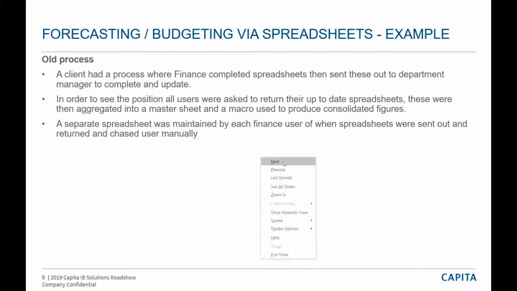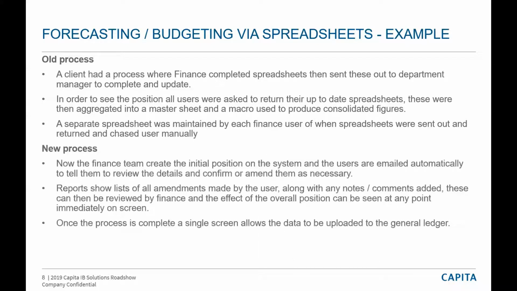What they do now, they create the initial position on the system. Users are automatically emailed out to tell them to review the details. They log in, either say yes or okay, or amend them as they think appropriate, and then it goes up the authorization hierarchy, finance intervening at various points along the way. Also means that finance can run a report that shows all the amendments that any users made, along with any notes or comments.